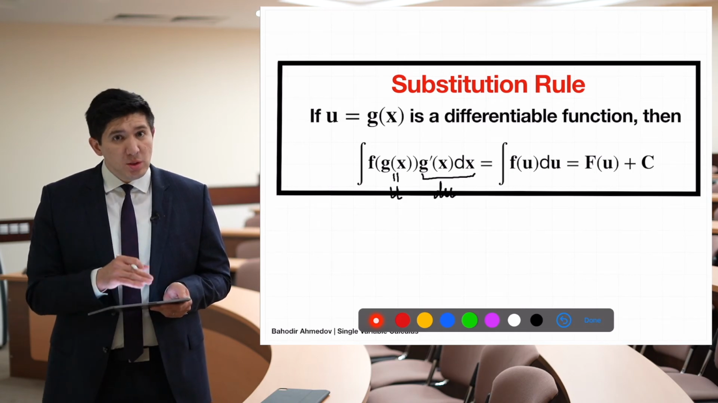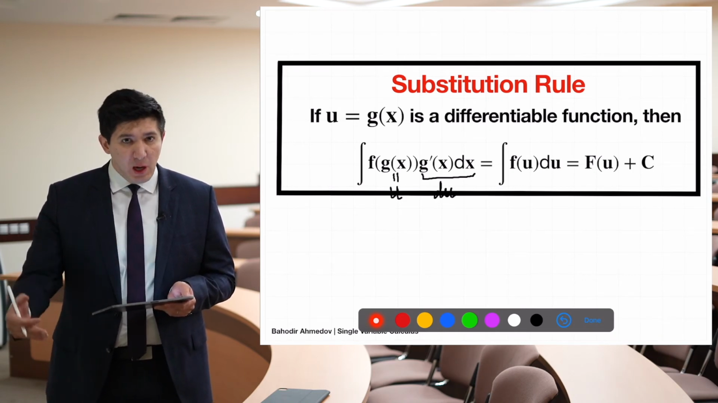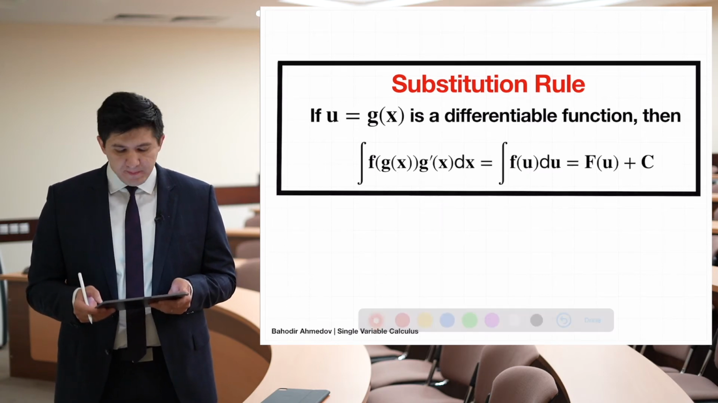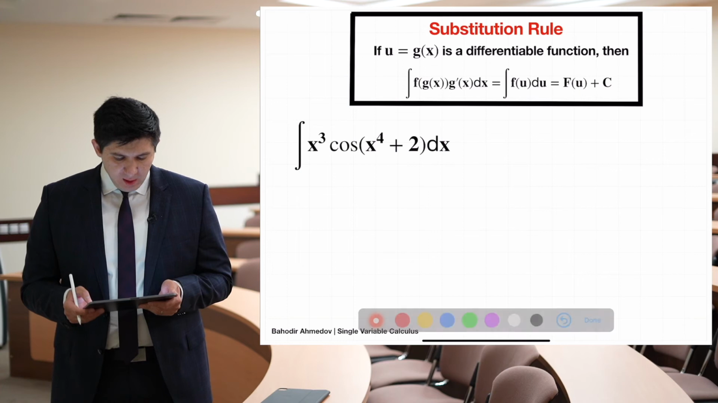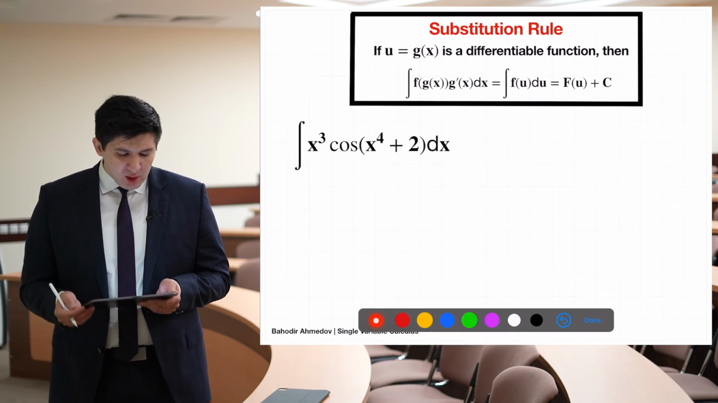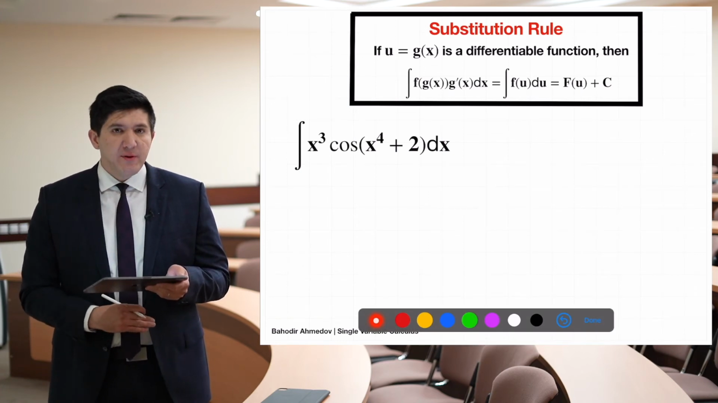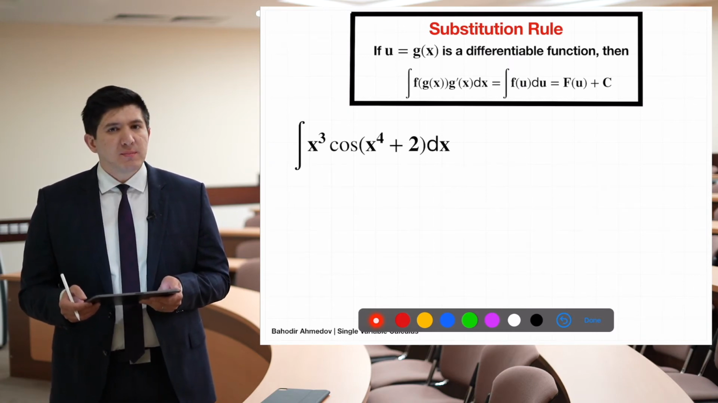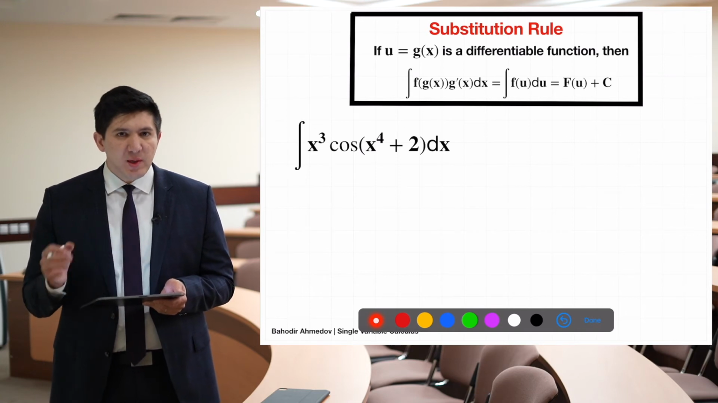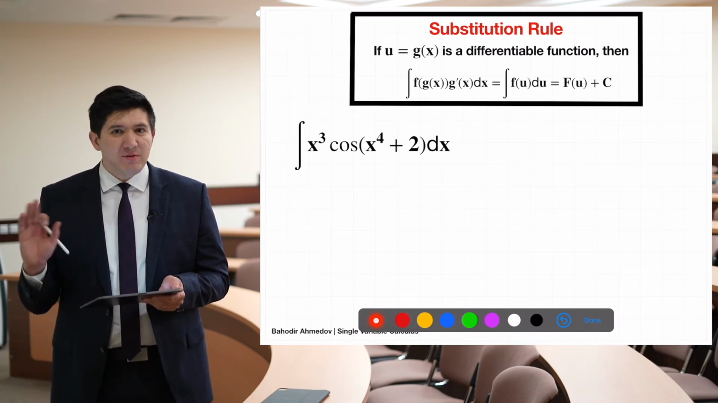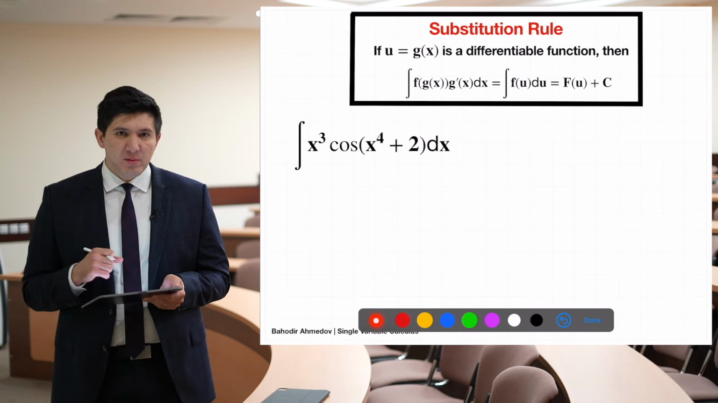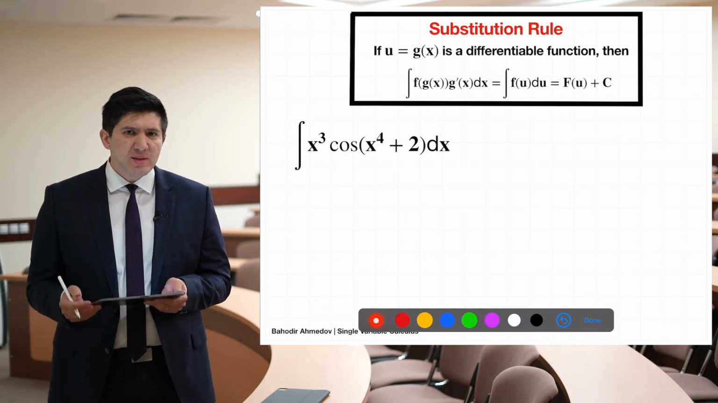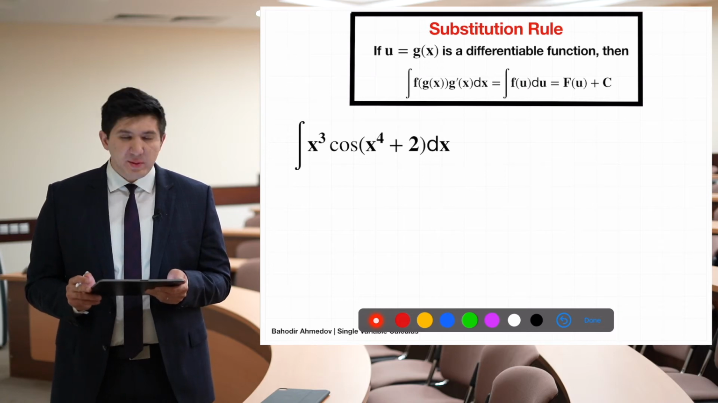So what we are going to do now is solve a couple of problems which can be integrated using this method. Let's first start with this function. We need to integrate cosine of x to the power of 4 plus 2, times x cubed dx. Again, I would like to ask you the first question. Do you see some kind of function and its derivative inside your integration? For example, do you see cosine and its derivative minus sine here? No, I don't see this, right?